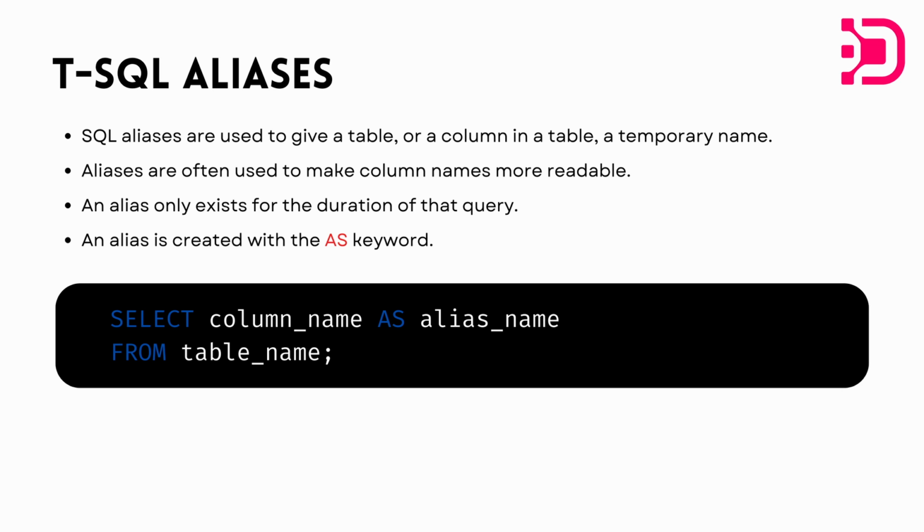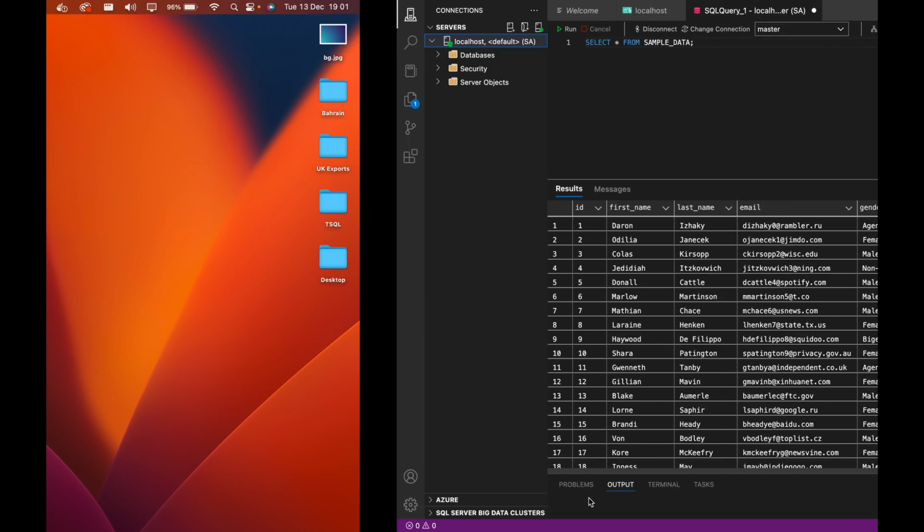So we use the AS keyword to specify an alias. I've got the syntax here where you can basically do SELECT a column name AS, and then give the alias that you want, and then like any other select statement, you can do the FROM table name below that. So let's just dive into the demo.